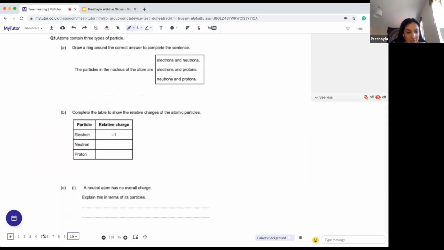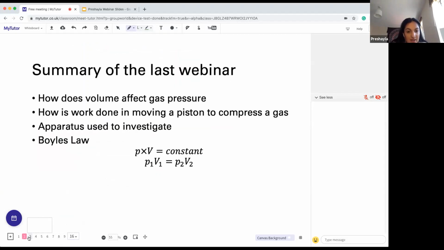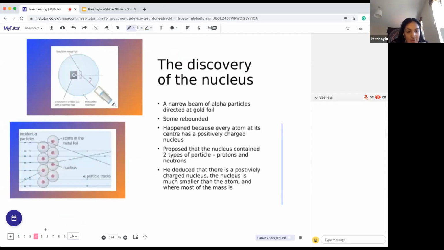Someone said, do we need to know this experiment right at the beginning? I'm assuming you mean this one. Yes, you do need to know this experiment. You need to know the gold foil experiment and how, because some of the particles were rebounded, this told us that there must be a positive charge. We knew that the alpha particle was positive and it was repelling, so there must be another positive charge somewhere because there's repulsion happening.